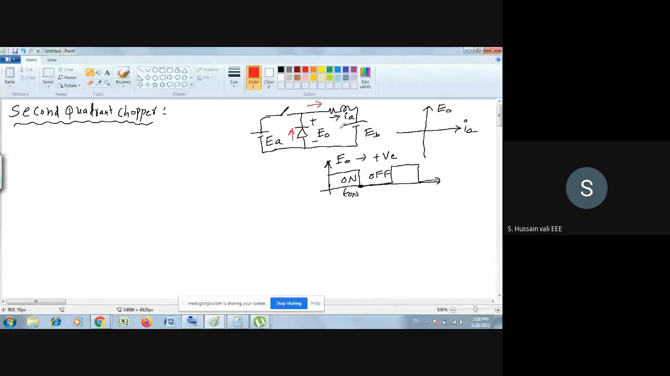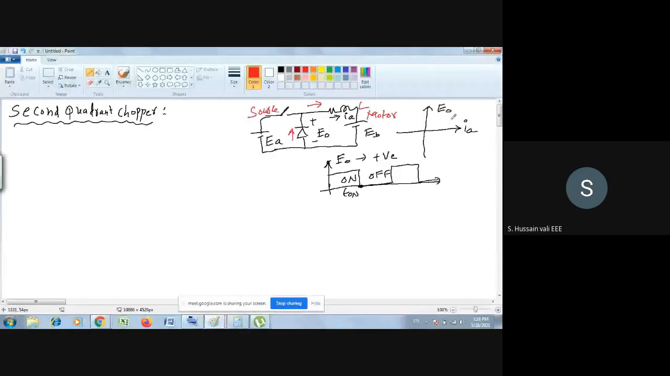IA positive in the sense the current is flowing from source to the load. What is the load here? Motor is the load here. So you see the direction of the current. Whether the switch is on or off, the direction of the current is always from source to load. This is the source and this is the load. It means IA is always positive.